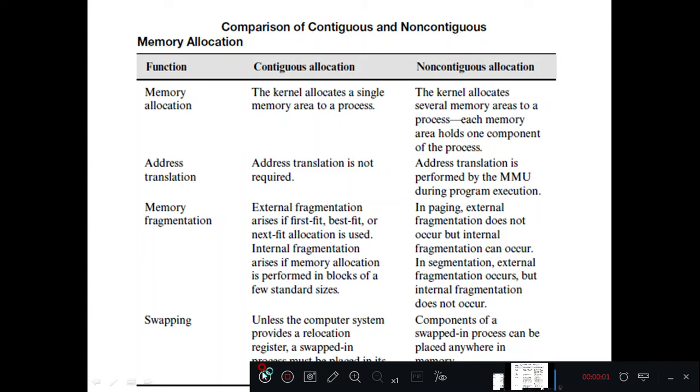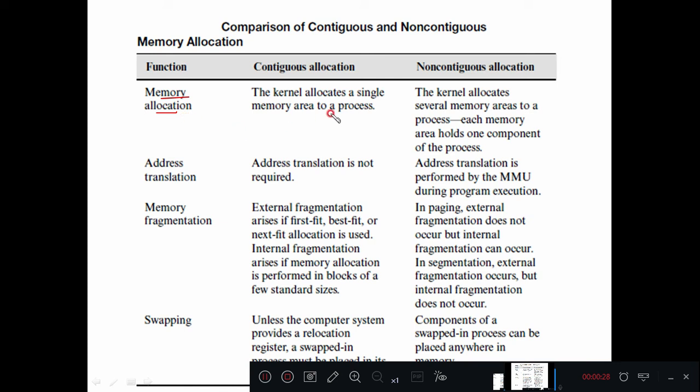Good morning, students. So in today's class we will discuss... In the last class we discussed contiguous and non-contiguous memory allocation techniques, and in today's class we will see the differences between contiguous and non-contiguous memory allocations. Right. So there are four differences. The first difference is memory allocation. How the memory is going to be allocated in case of contiguous and in case of non-contiguous memory allocation.